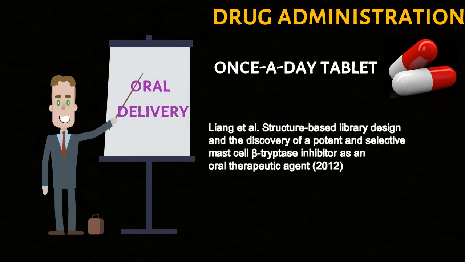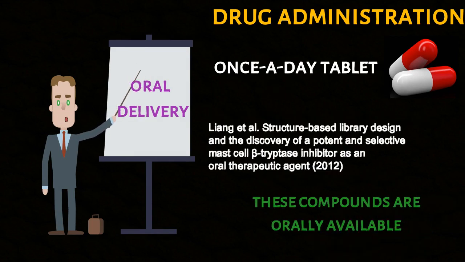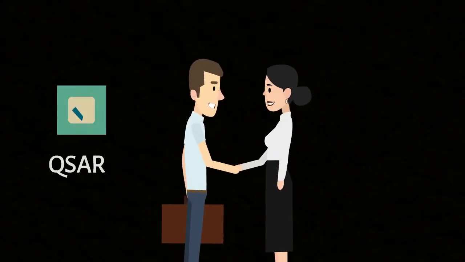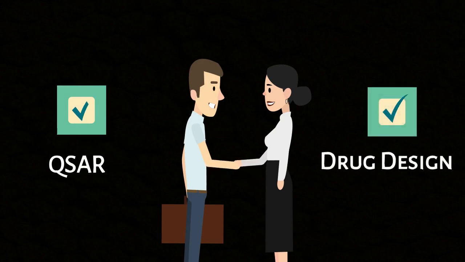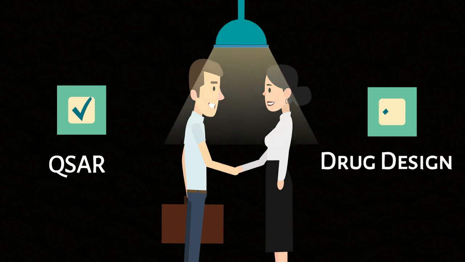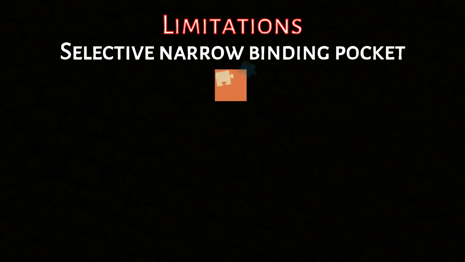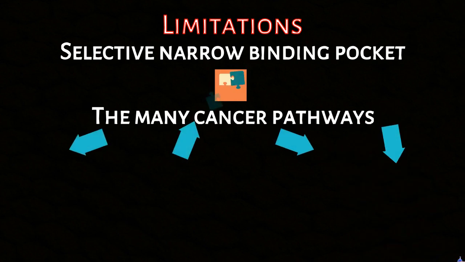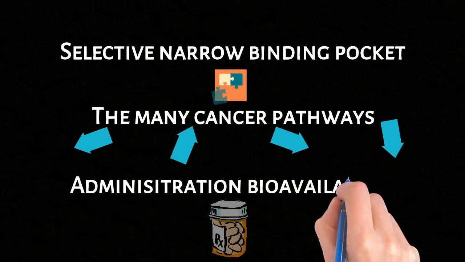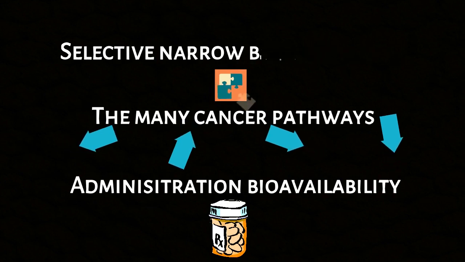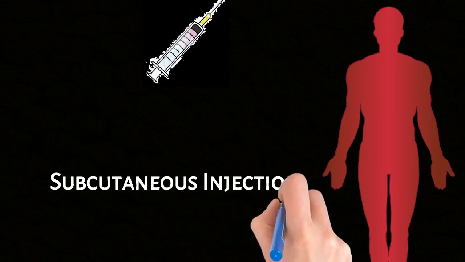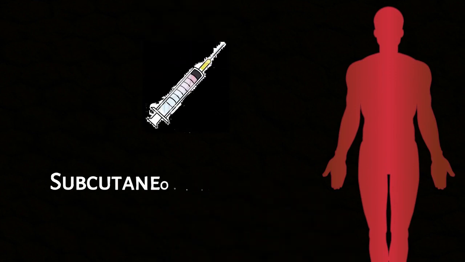Liang and his colleagues in 2012 demonstrated that these compounds are already available. Your money will allow for further studies into quantitative structure-activity relationship models and structure-based drug design to elucidate the specific drug properties that can bring this vision to life. It will help us eliminate the difficulties in achieving the drug specificity to the selective, narrow binding pocket, refine our drug's effectiveness to the many well-known pathways of prostate cancer, as well as determine the drug's optimal bioavailability in reaching the cancer cells. Additionally, if needed, it will assist in evaluating the administration bioavailability via subcutaneous injections.